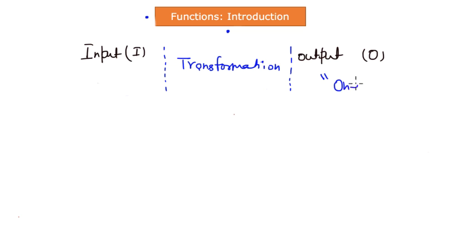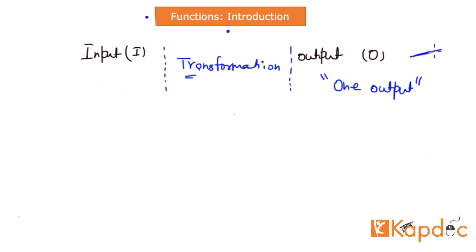Okay, now I used a keyword here. It is called one output. What it means is that every single input we send through this transformation should have only one output. All right, one input should not result in multiple outputs, and that is the key thing that says what is unique about functions.